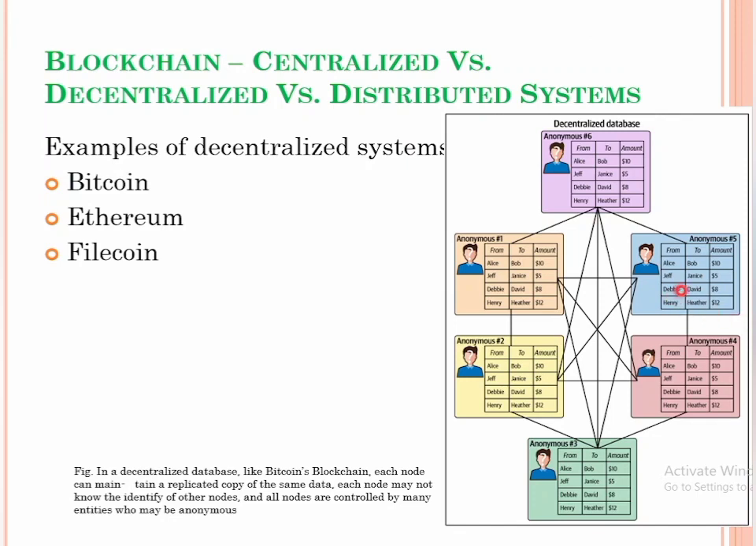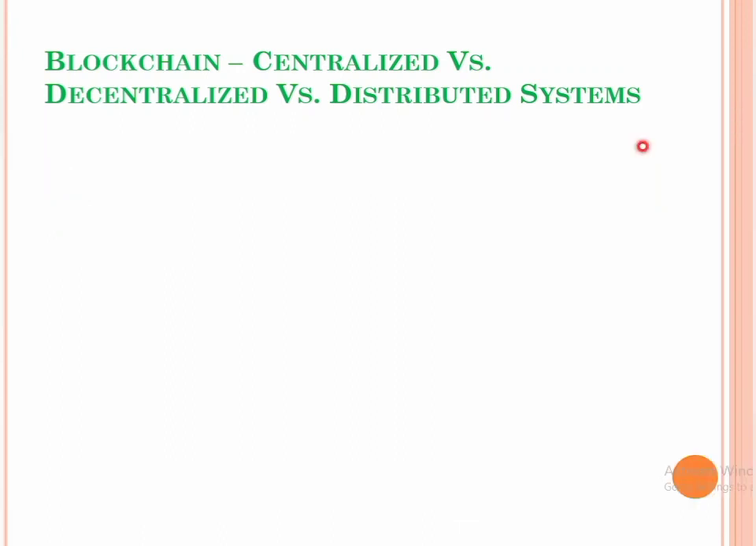And each node can maintain a replicated copy of the same data, and each node may not know the identity of the other nodes, and all nodes are controlled by many entities who may be anonymous. That's why here we're calling them anonymous users. We don't know the identity of the particular nodes who are using that node, but we can share the replicated copy of data to all the people in the network.